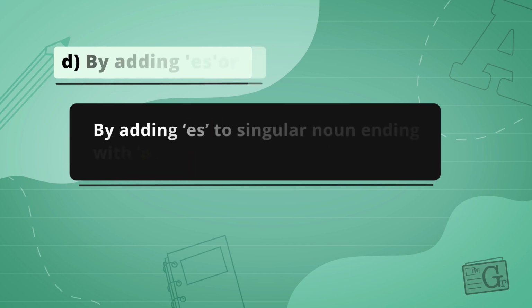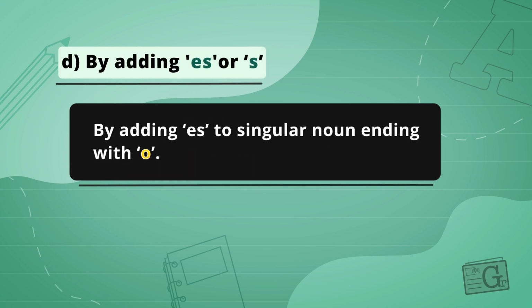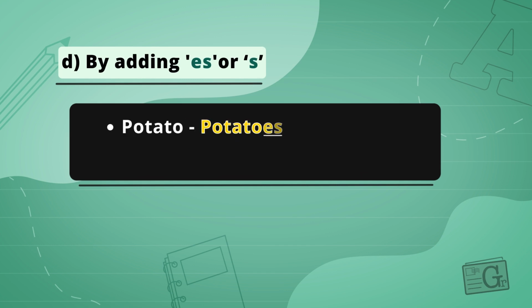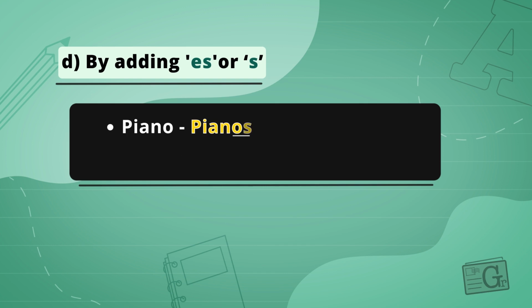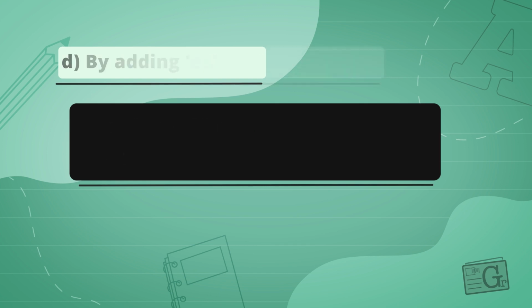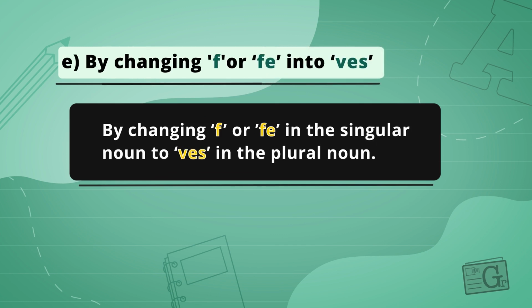Next, by adding es to singular nouns ending with o. For example, potato, potatoes, hero, heroes, and so on. In this rule, there is an exception where instead of adding es to the singular noun, s is directly added to some words ending with o. Piano, pianos, photo, photos.